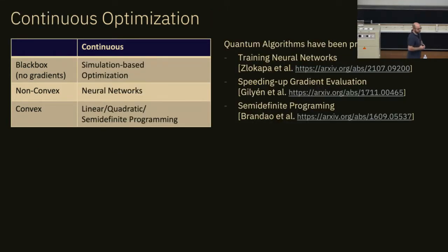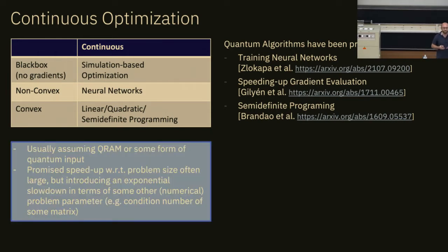All right, so let's briefly talk about continuous optimization. There is a bunch of literature. There are some proposals for training neural networks, speeding up gradient evaluation, and also semi-definite programming. All of them have usually some kind of problem. This is, I think, true for most of the proposals in continuous optimization on a quantum computer. Either they assume some QRAM or some black box that gives you the input in a quantum form. This is usually a problem because that black box can be extremely expensive, actually more expensive than solving the problem classically. So this is a bottleneck for these optimization problems.